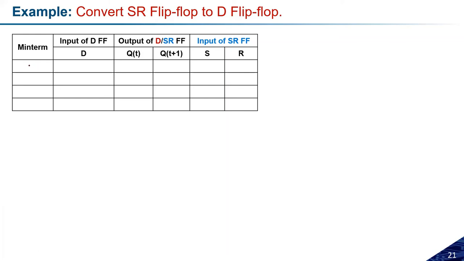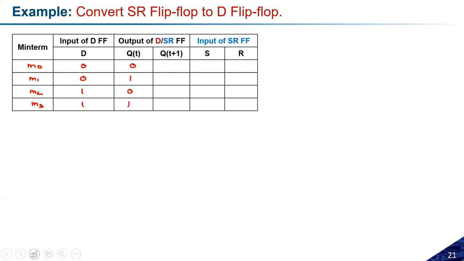If we have 4 minterms, the minterms will be M0, M1, M2, and M3. Now D and QT we directly fill like 0, 0, 0, 1, 1, 0, and 1, 1. Now the next step is to calculate the QT plus 1 with the help of the characteristics table of the D. The characteristics table of D is required to fill this column, because that is the characteristics table of the flip-flop which I want to get.